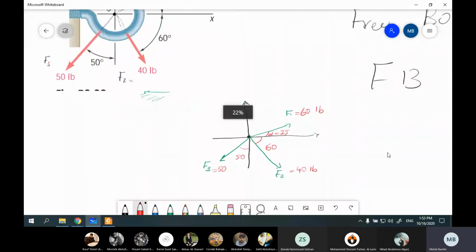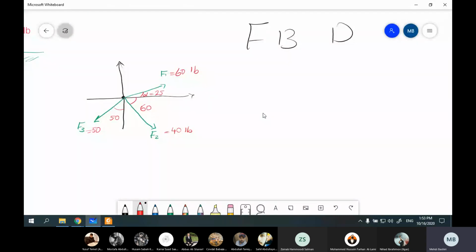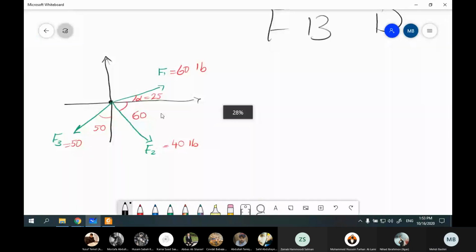In your exam, if you write this, you'll get 50% of your mark, because this is the most important part of your solution. So let's talk about the rest of this example. If you remember, I told you you can use the triangle or parallelogram method, but you can see that using the triangle method is not easy here. So in the first step, I'm going to convert the forces into their components.